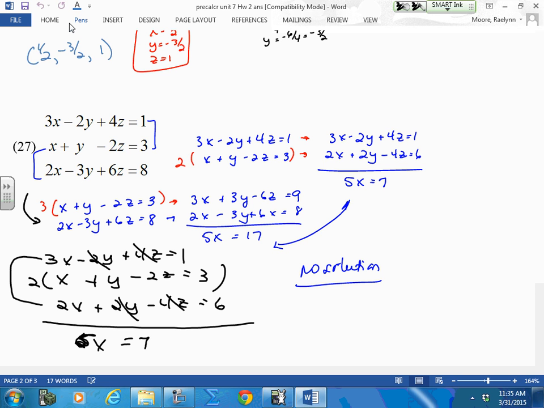And it happens. You have systems of equations, you have 2 lines that are parallel, they never cross. You'll have 3 that will not intersect. You have more to lose with 3.